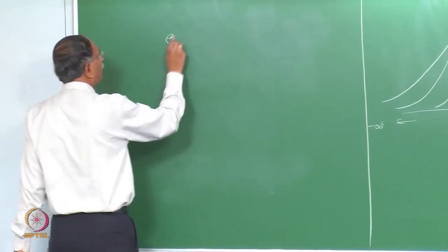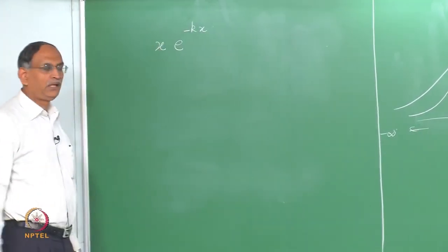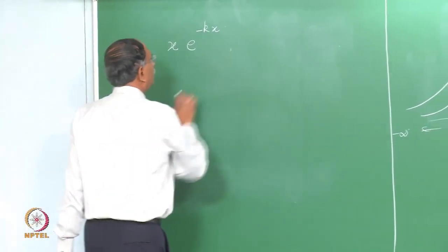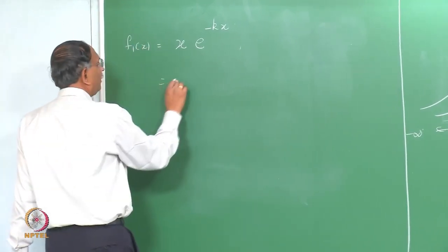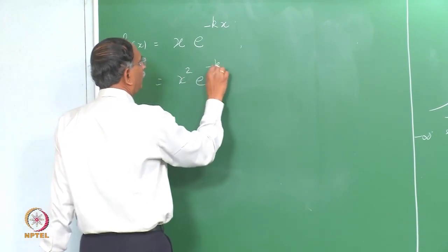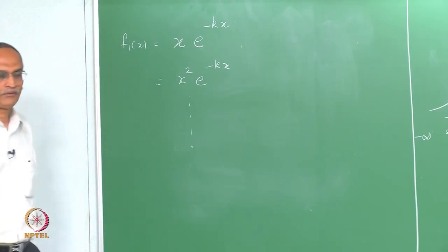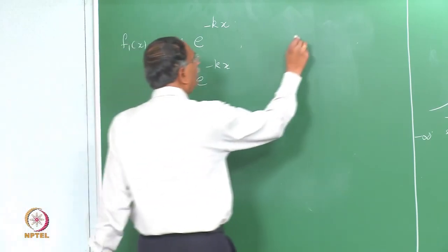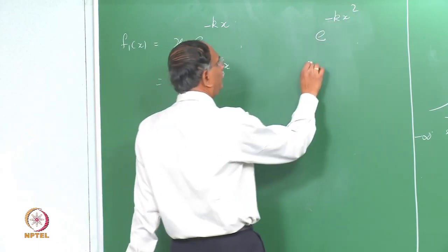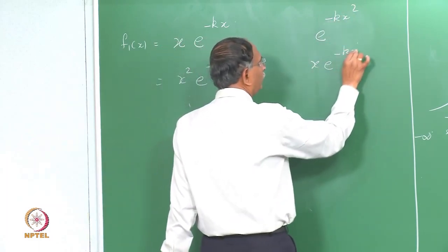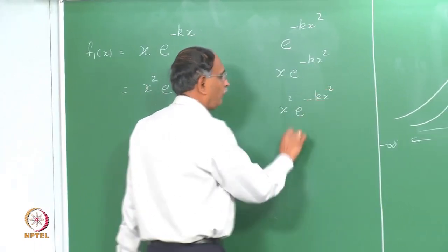Instead of e to the minus kx, we may have an x multiplying e to the minus kx, some function of x. We may have x square e to the minus kx and so on. Many, many such functions. And also for the Gaussian, we will have e to the minus kx square, and we will have x e to the minus kx square. We will have x square e to the minus kx squared, and so on.